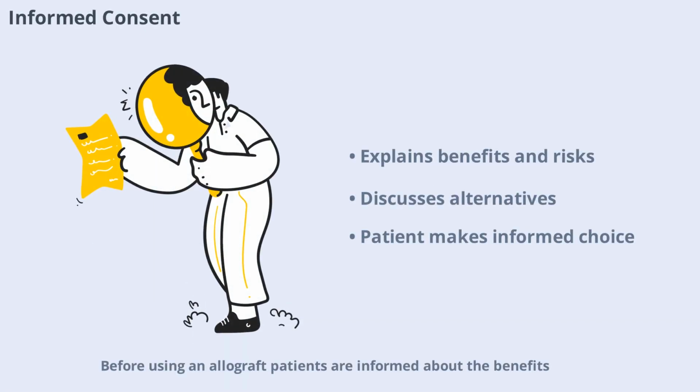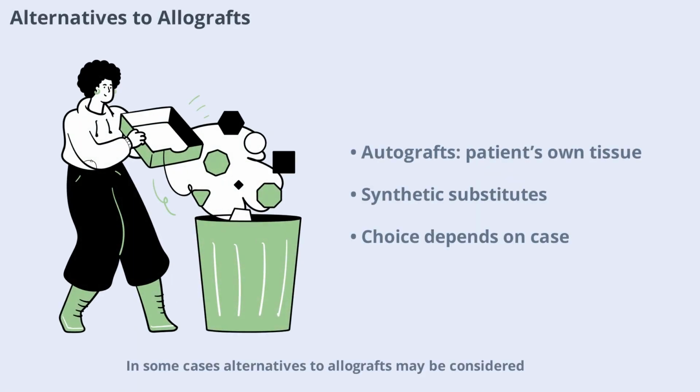Before using an allograft, patients are informed about the benefits, risks, and alternatives. Informed consent is an important part of the process, ensuring that patients understand their options and can make educated decisions about their care. In some cases, alternatives to allografts may be considered.